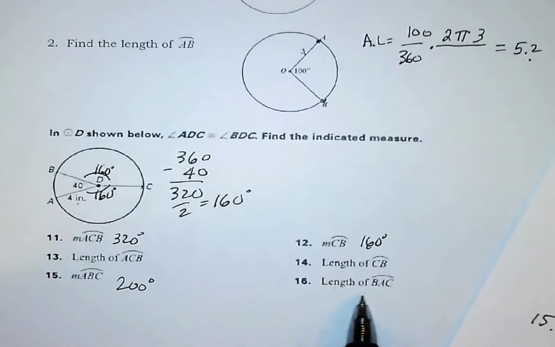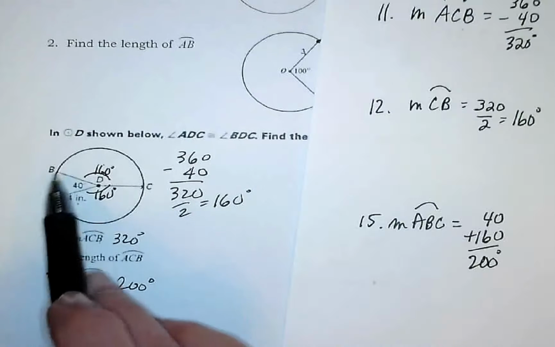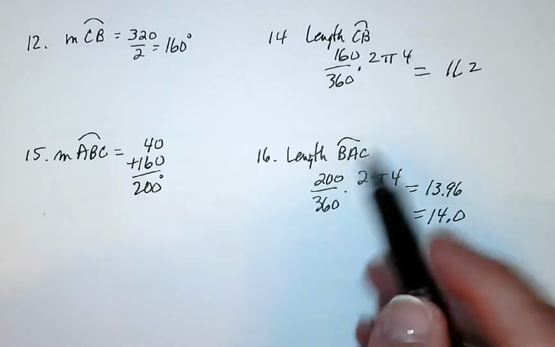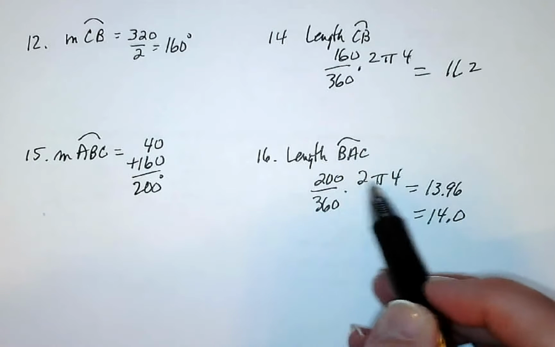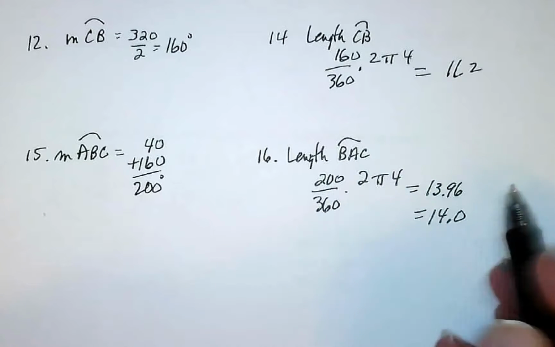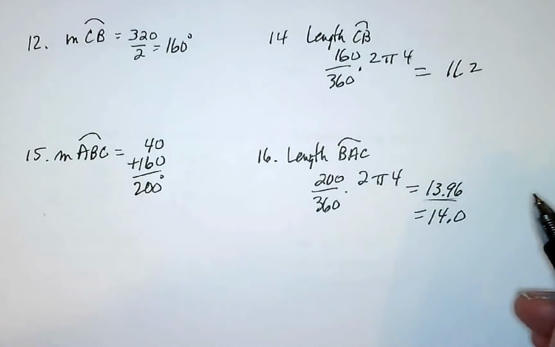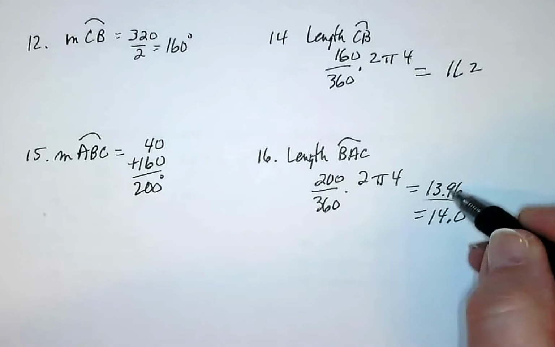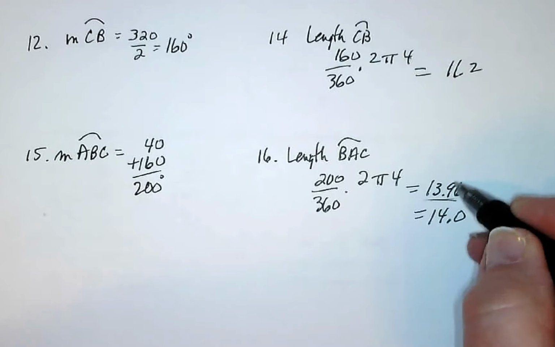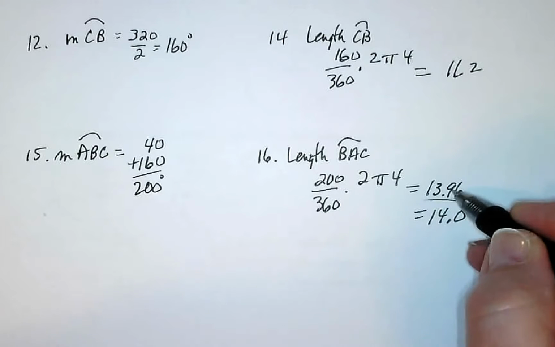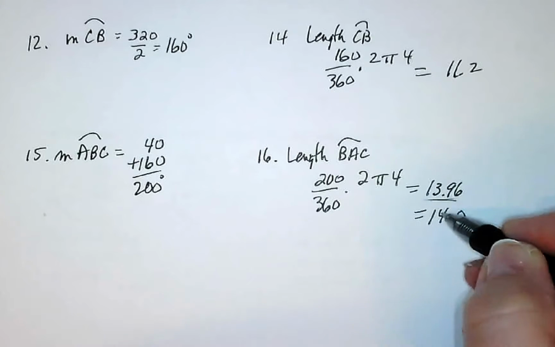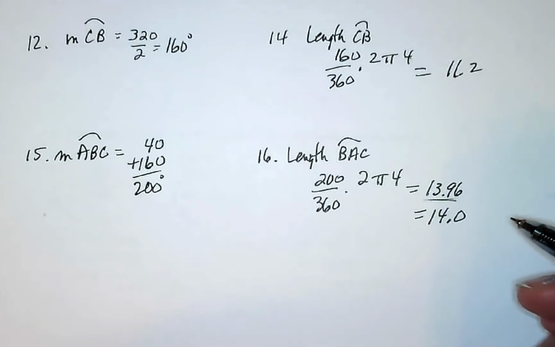The last one is using this angle BAC, that's that 200 degree angle. So to find the length of that arc, I'm going to take the 200 out of 360 times 2 pi 4, multiply it out, and this is what I get on the calculator. So if all the other ones we've been rounding to the nearest tenth, if I wanted to round this to the 10th, either it's going to stay a 9 or it's got to go up to the next one. Well, this determines that it's got to go up. So 9 goes up to the 0, and that's going to make one more for the 14.